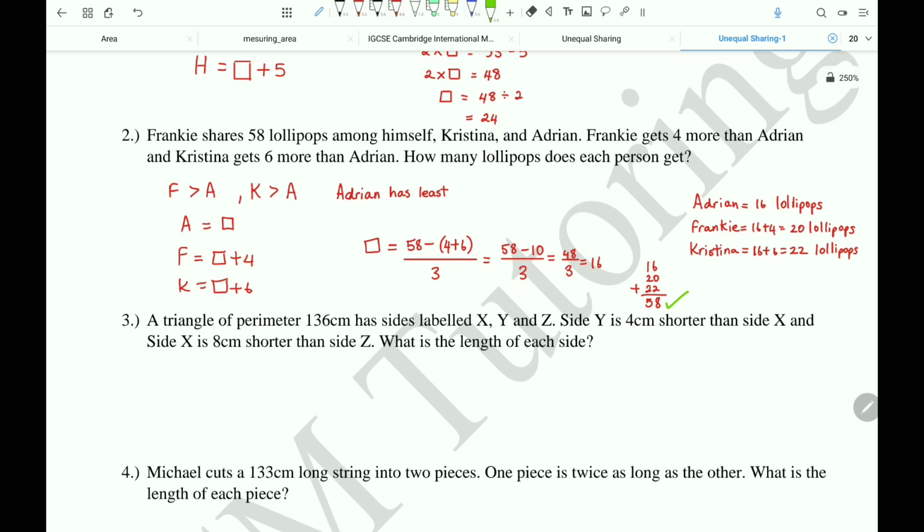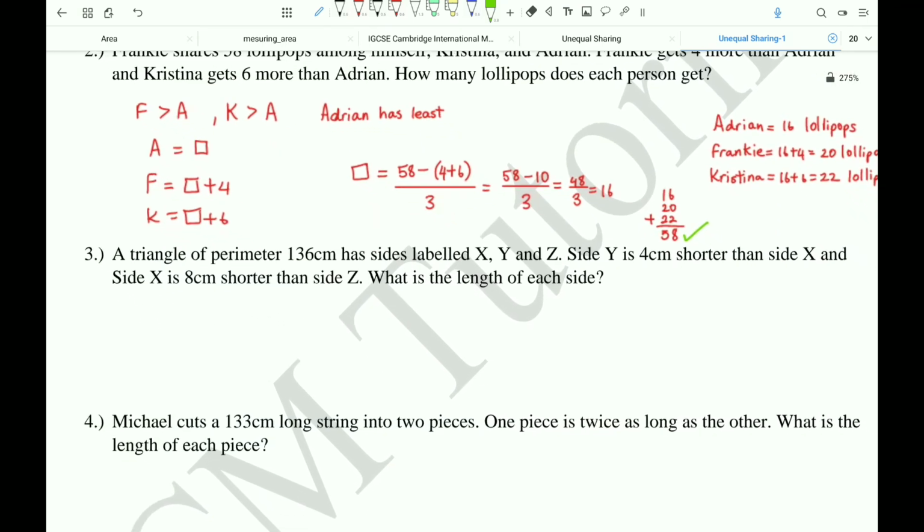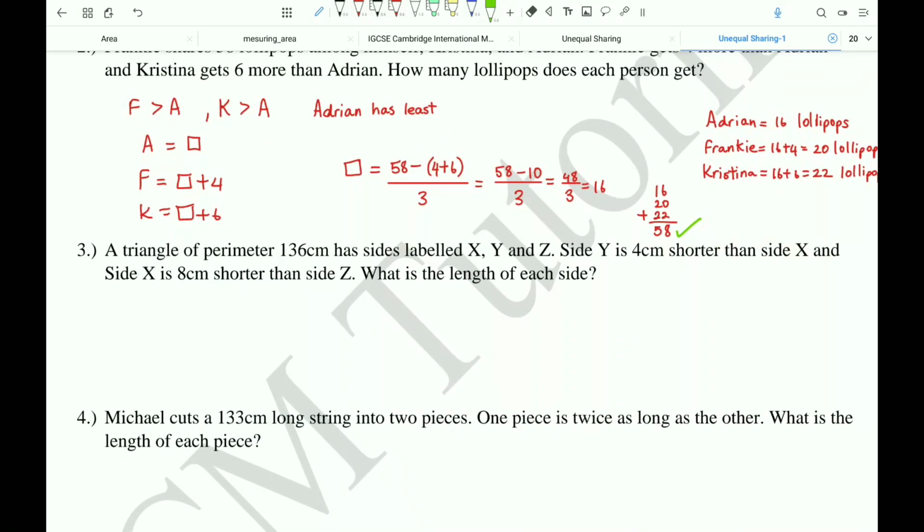So that's question 2. Okay, so let's move on to question 3. A triangle of perimeter 136 centimeters has sides labeled X, Y, and Z. Side Y is 4 centimeters shorter than side X, and side X is 8 centimeters shorter than side Z. So what is the length of each side?